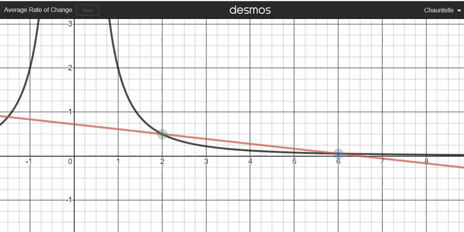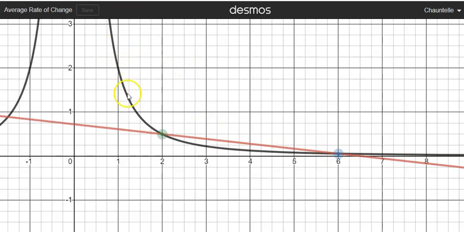Okay, so I just wanted to take a moment to show you what that looks like on a graph, and what the average rate of change is, what we just found. We want to know the rate of change between a distance of 2 centimeters and 6 centimeters. So the rate of change is this line right here. In other words, it's the slope of this line.